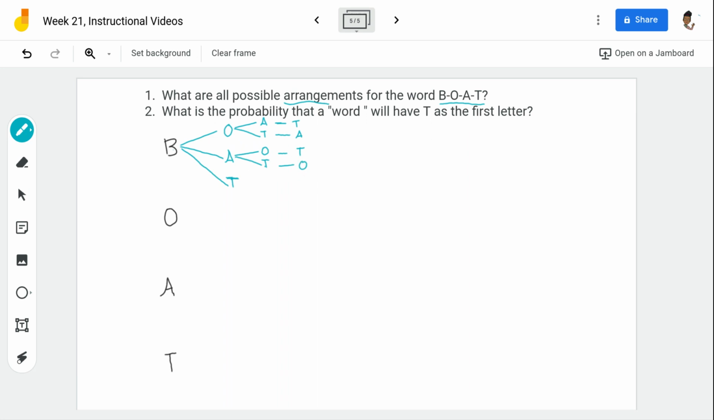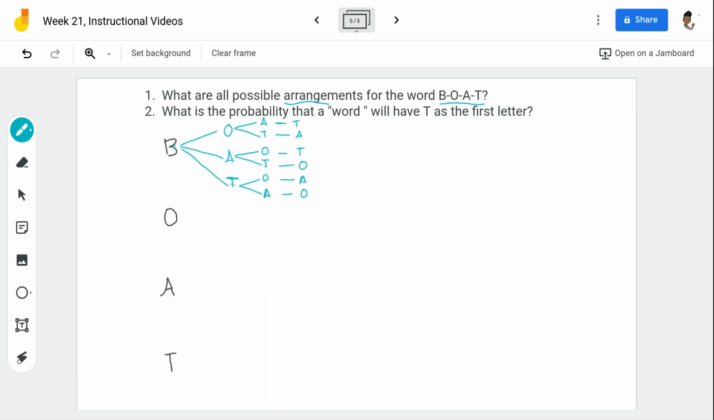So going to the B and the T, if I use B and T, then what's left? O and A. Well, if I've used BTO, what's left? A. If I've used BTA, then what's left? O. That's just for the B.